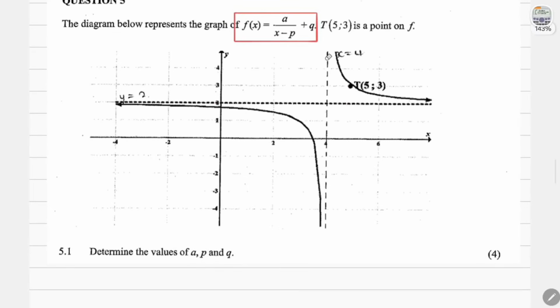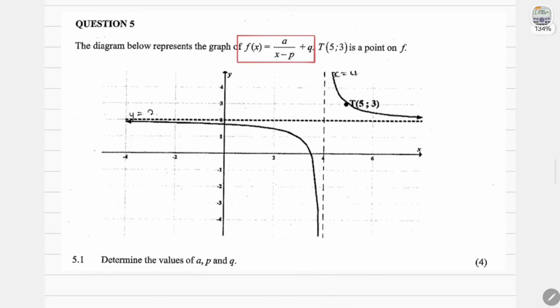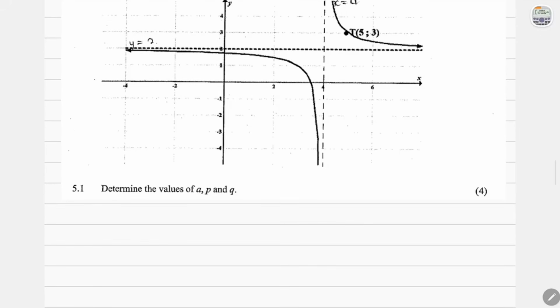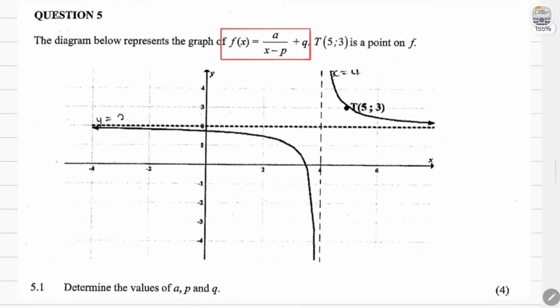A vertical line that passes 4 is your vertical asymptote. So x equals 4. And then a horizontal line that passes 2, so y equals 2. I'm not sure if that was already given in the exam or not. But regardless, it's something that we can see. You just need to remember what they are though, okay, and what they stand for. 5.1 says determine the values of A, P, and Q. Okay, very simple. All you have to do is find P and Q first.